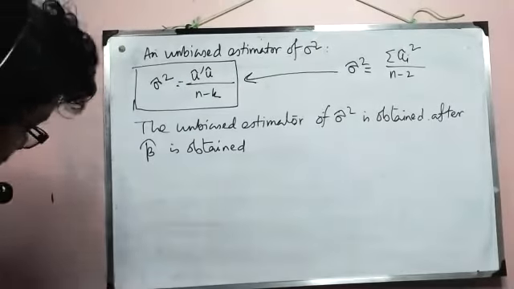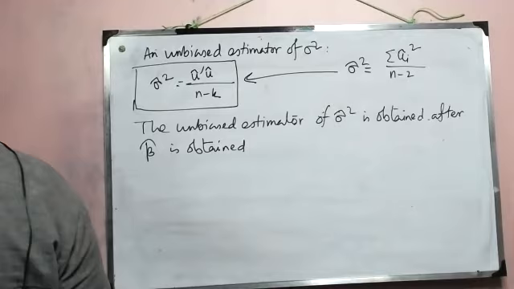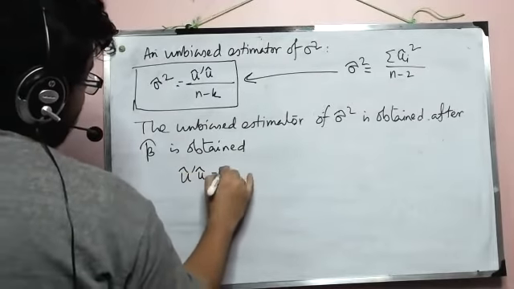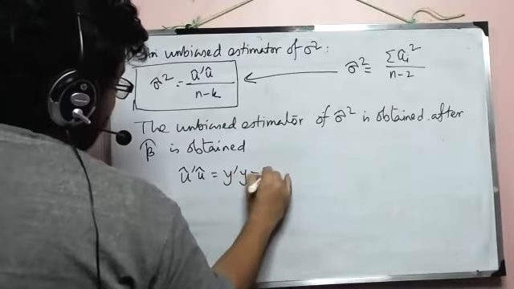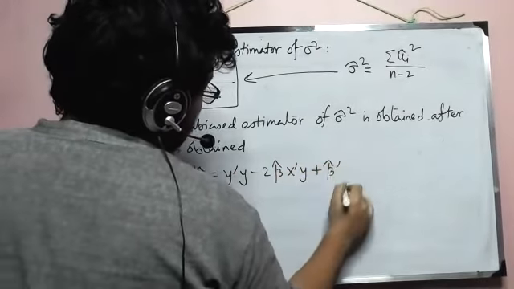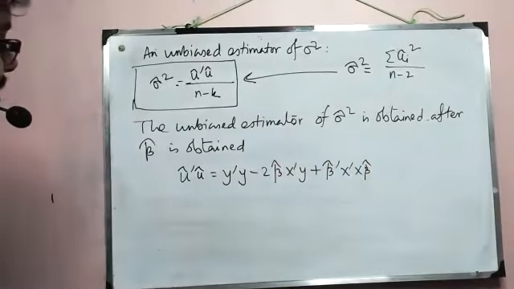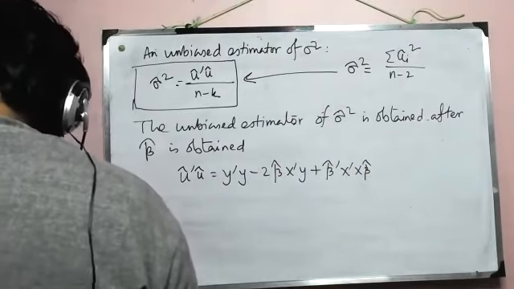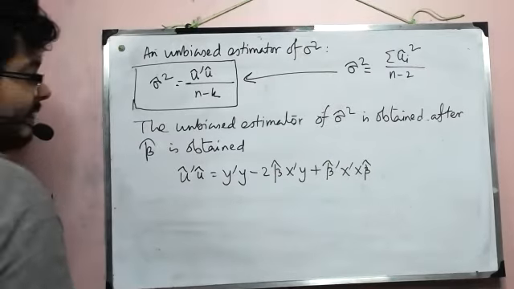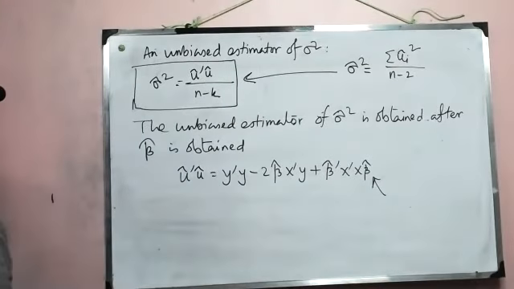We have used it while finding the normal equations, and the form was this: u hat transpose u hat was y transpose y minus 2 beta hat x transpose y plus beta hat transpose x beta hat. Now what I'm saying is that the calculation is done after we have found beta hat, right? So now if I put it in here, will it be appropriate?